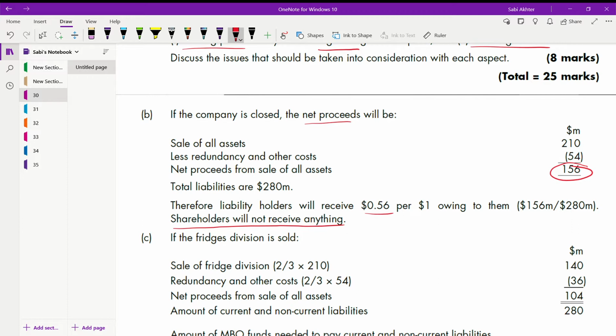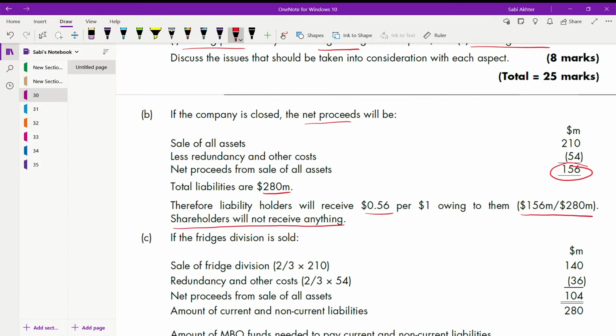Like in this condition, right? And how they have received the 0.56 per $1, it is shown like this. Because they have received cash of 156, and their total liabilities were 280 from the balance sheet, right?